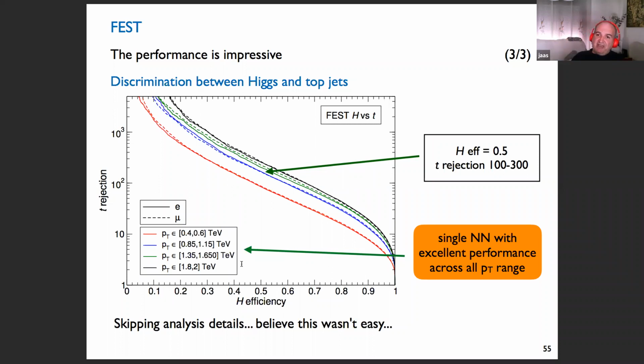Then, again, this neural network can do a wonderful discrimination, not as high as for light jets, but the figures are very high. For a Higgs efficiency of 0.5, you have a rejection of tops by a factor larger than 100.